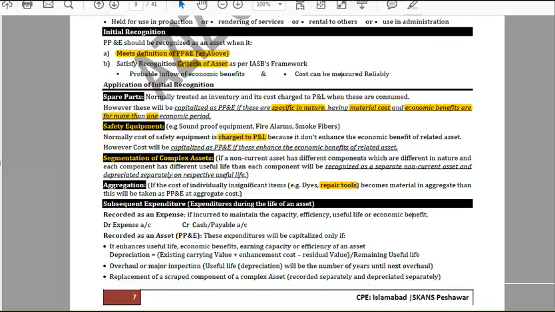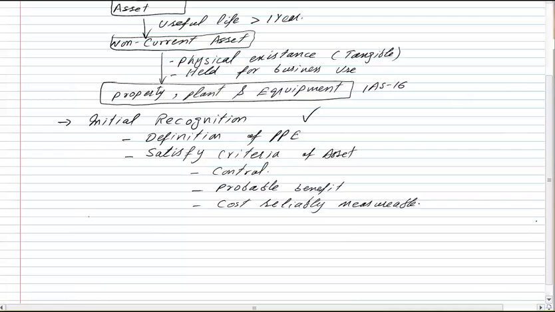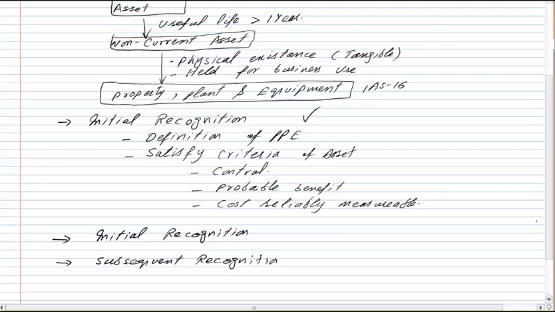Now, say we have purchased a non-current asset. Now we are moving towards subsequent recognition. Initially we have purchased a non-current asset and we have recorded it as property, plant and equipment. Subsequent recognition means if we incur expenditures on this asset in the future, whether we should record those expenditures as an expense or as an asset.